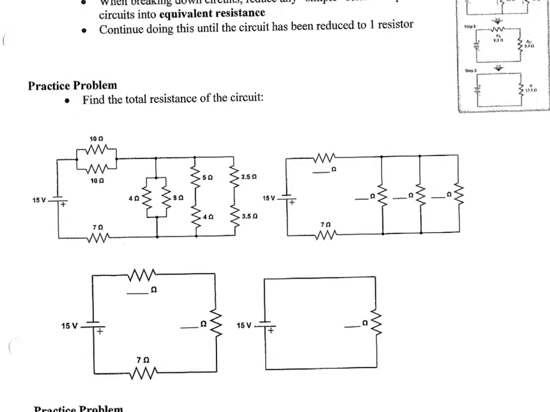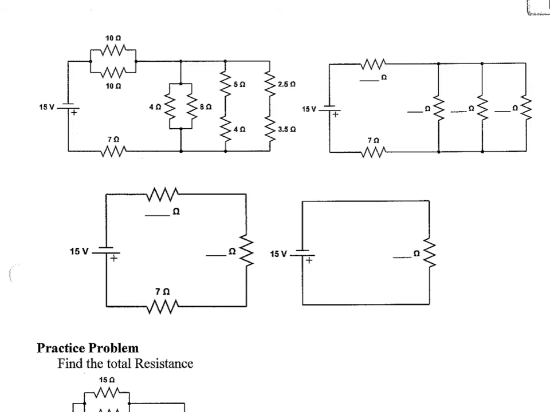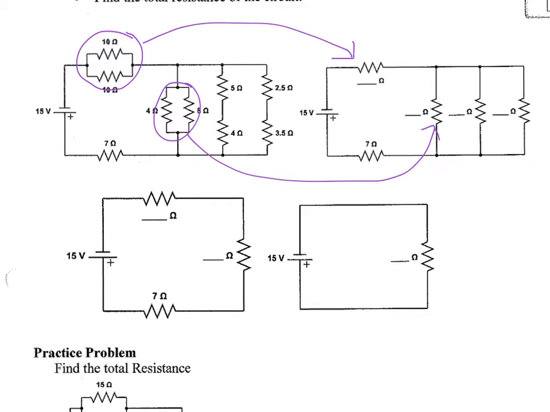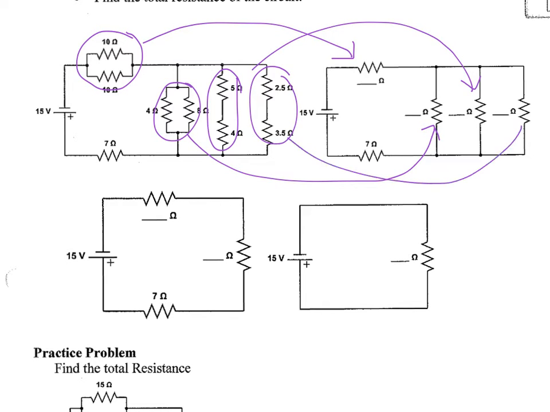So I'll make this a little bit bigger. And what we're looking for is the total resistance of the circuit. So what happened here, and usually you're going to be drawing these, this was already drawn out. I'm going to circle what everything became. So these parallel resistors became that. These parallel resistors became that one. These series resistors combined into that one, and these series resistors combined here.